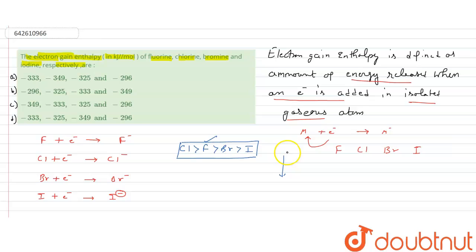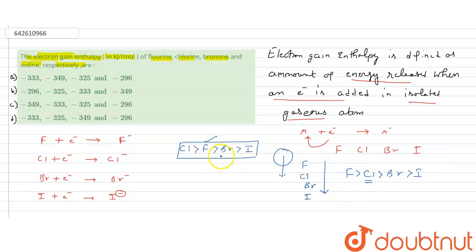So that means in the case of non-metals, or in the case of halogens, the upper elements have a high electron gain enthalpy. If we write the halogens like this: fluorine, chlorine, bromine, and iodine, then going from top to bottom the trend will be like this. And we know that fluorine is the most electronegative element, although chlorine has a higher electron gain enthalpy.